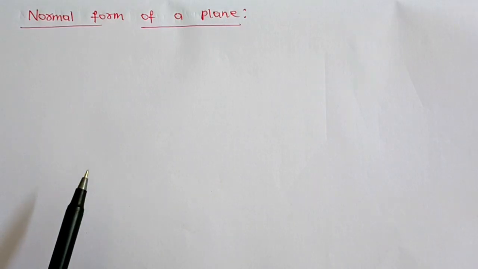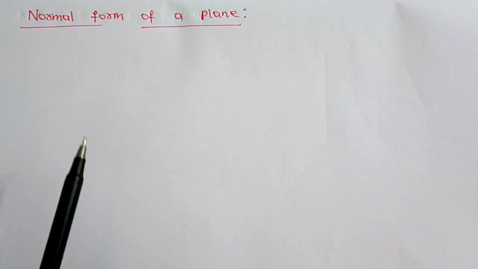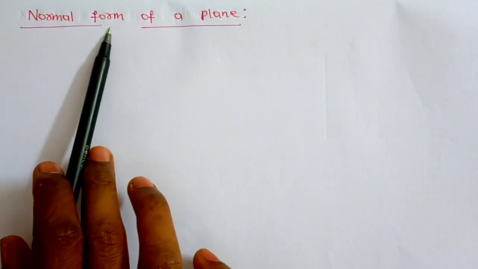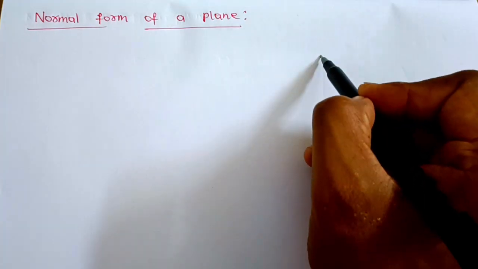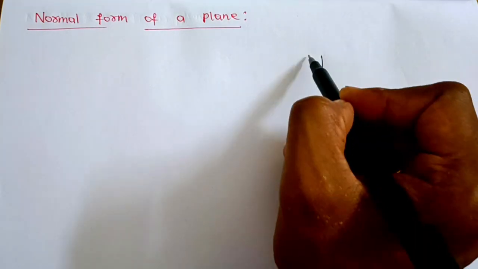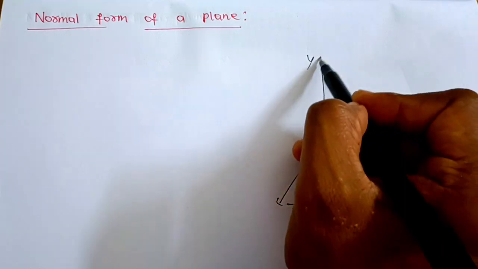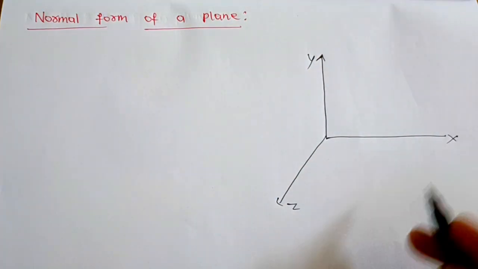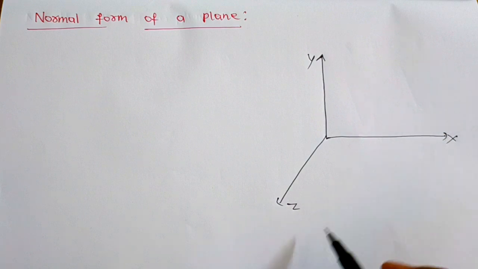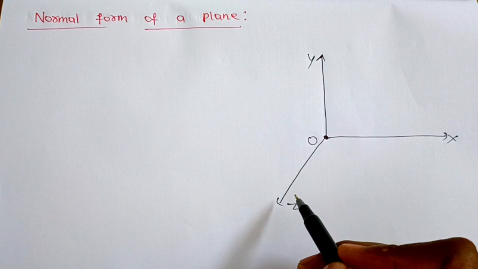Hello everyone. For this session we will discuss a few important concepts of a plane. First one, normal form of a plane. So here we can consider the coordinate axes, the x-axis, y-axis as well as z-axis. So this is the three-dimensional coordinate axis. Now we know that the point of intersection of the axes is the origin.